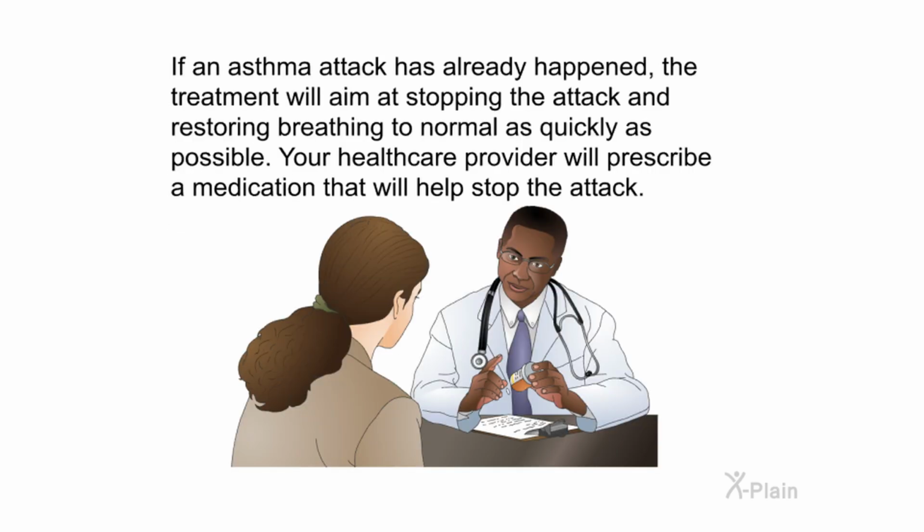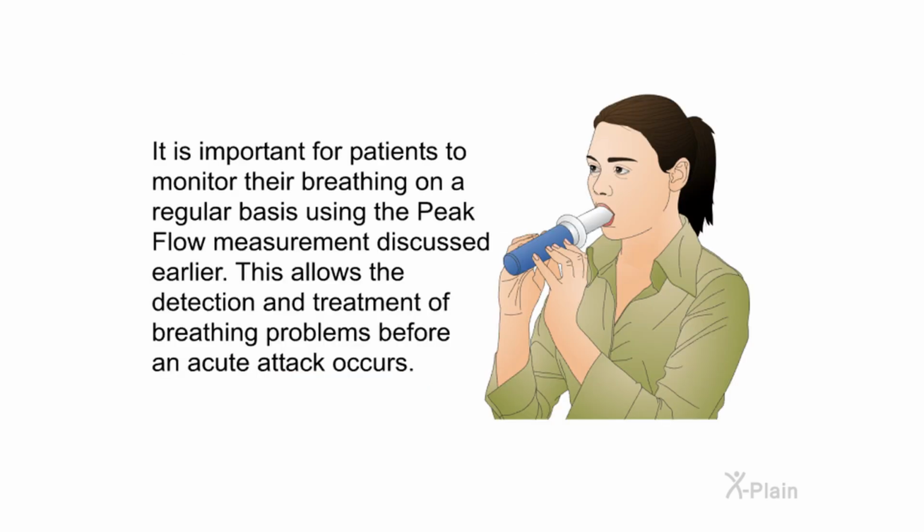If an asthma attack has already happened, the treatment will aim at stopping the attack and restoring breathing to normal as quickly as possible. Your healthcare provider will prescribe a medication that will help stop the attack. It is important for patients to monitor their breathing on a regular basis using the peak flow measurement discussed earlier. This allows the detection and treatment of breathing problems before an acute attack occurs.